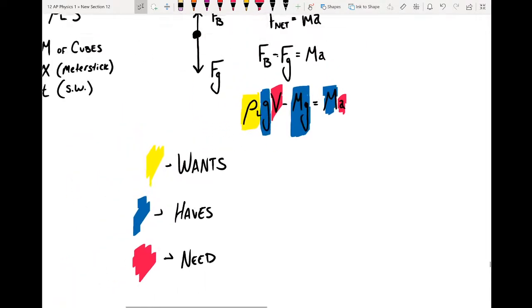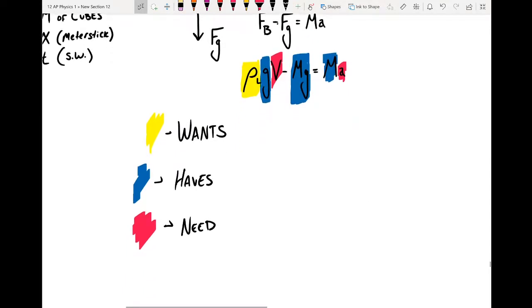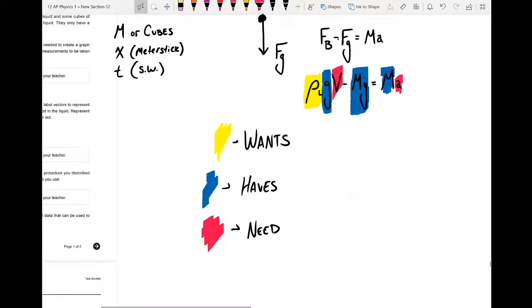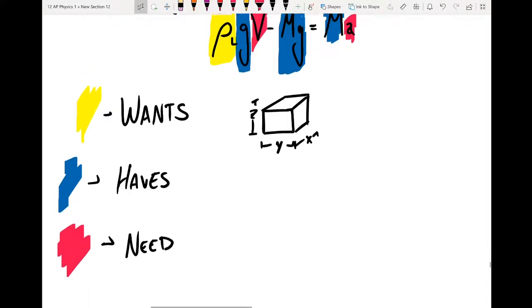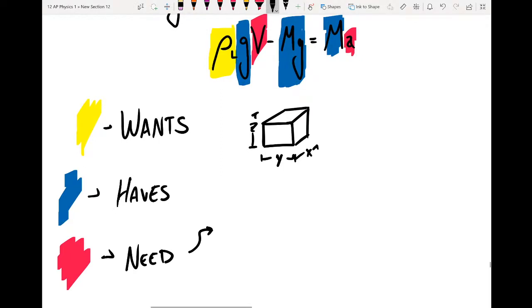So what can I measure already? How can I get volume using my tools? I have a meter stick and these things are cubes. So if I wanted to, I could figure out the volume of my cube by measuring the base, the height, and the depth. This volume V is something that I can measure with a meter stick.